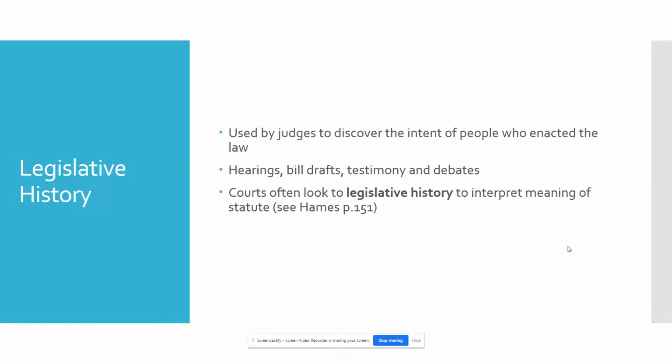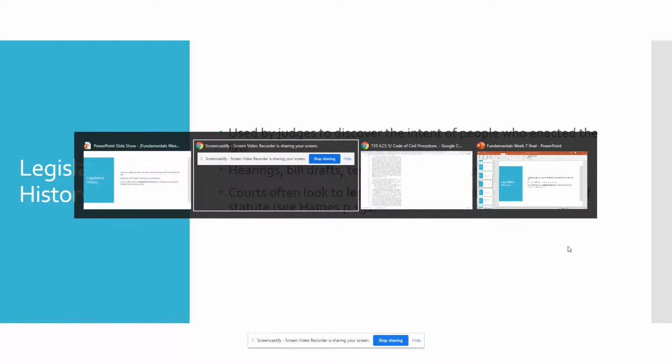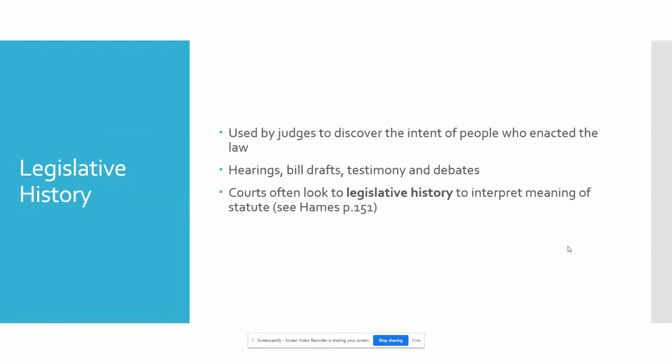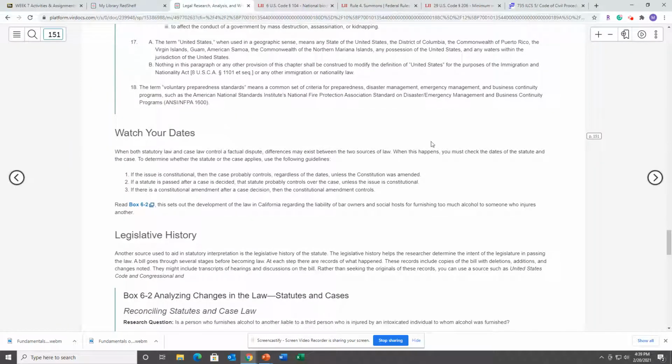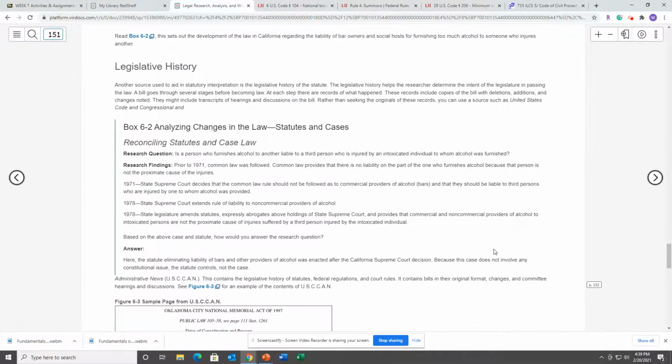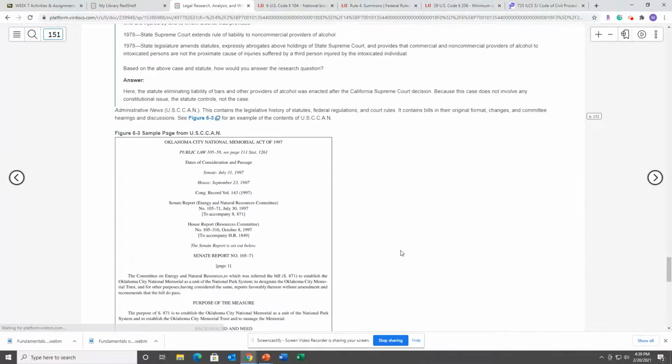Okay, so you can have hearings about it, bill drafts, testimony, debates. And courts will look through a legislative history to determine what they call legislative intent. See if I can get here. Okay, so they figure out what they were actually meaning.